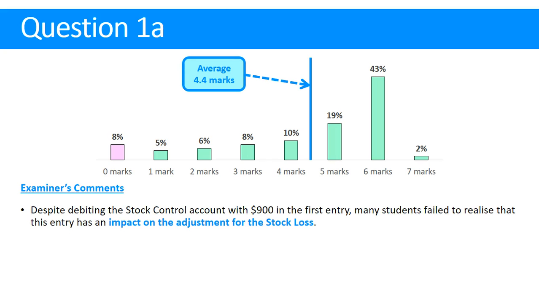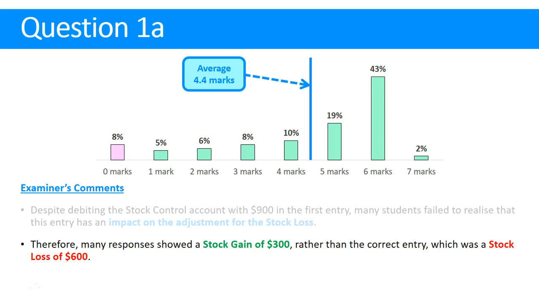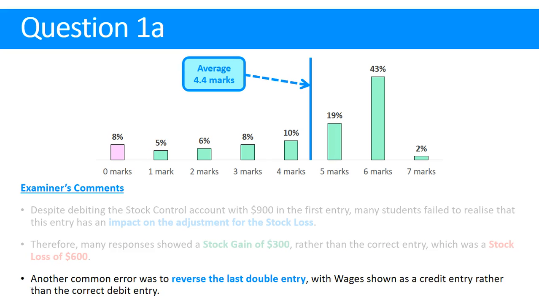And the examiner's comments were, despite debiting the stock control account with the $900 in the first entry, many students failed to realise that this entry actually has an adjustment on the stock loss, and that's the key issue for this question. Therefore, in many responses, you had a stock gain of 300 rather than the correct entry, which is actually a stock loss of 600. Another common error was to reverse the last double entry. So where the accrued wages were reversed, we did a credit to wages and a debit to accrued wages, which is incorrect.